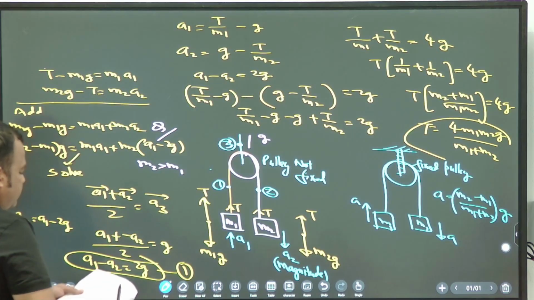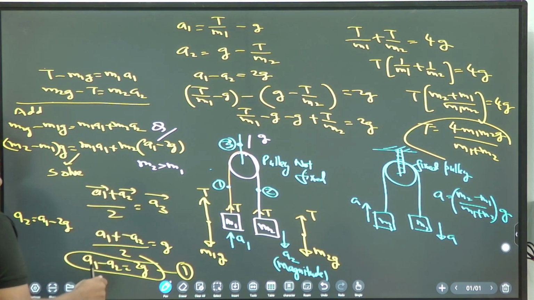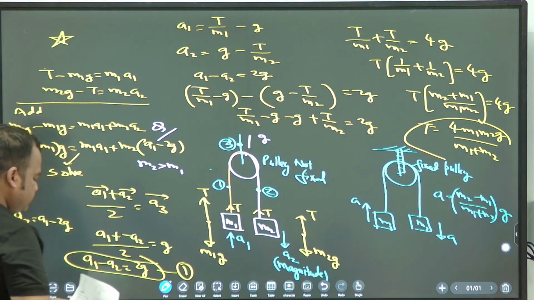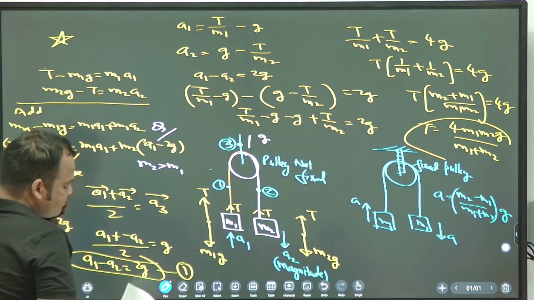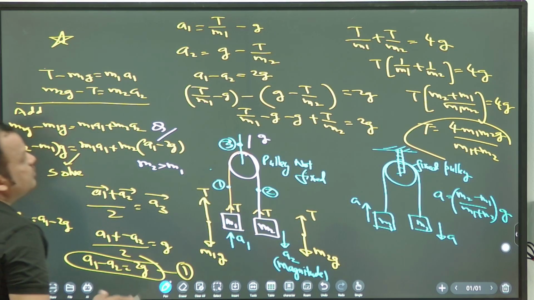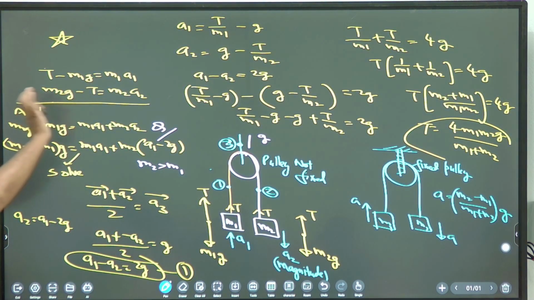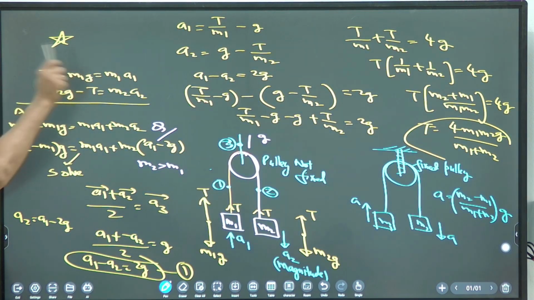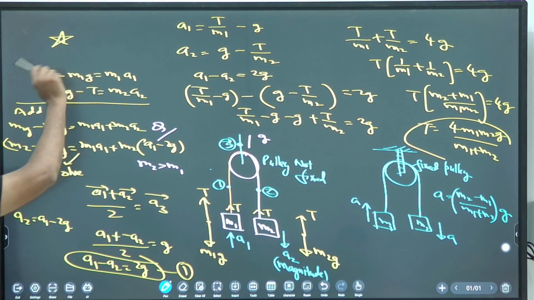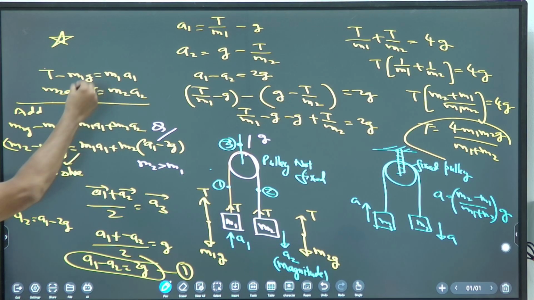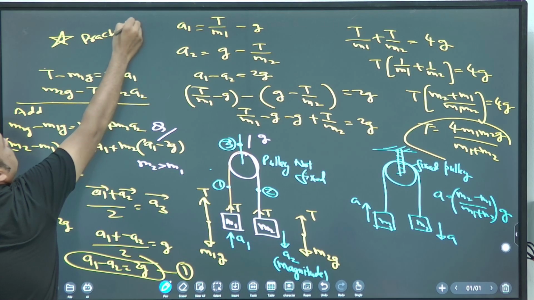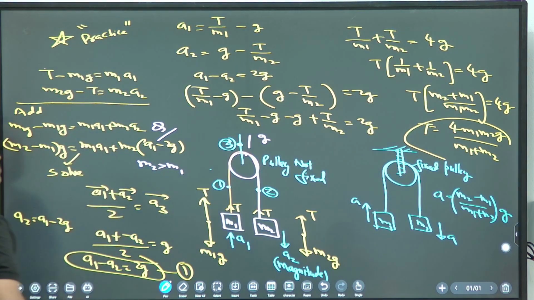Clear? So this is a good question. It is important also. You practice this question again and again. Correct? Yes. So any doubt is there, you can discuss. So you practice this again and again, so that this question you will memorize.